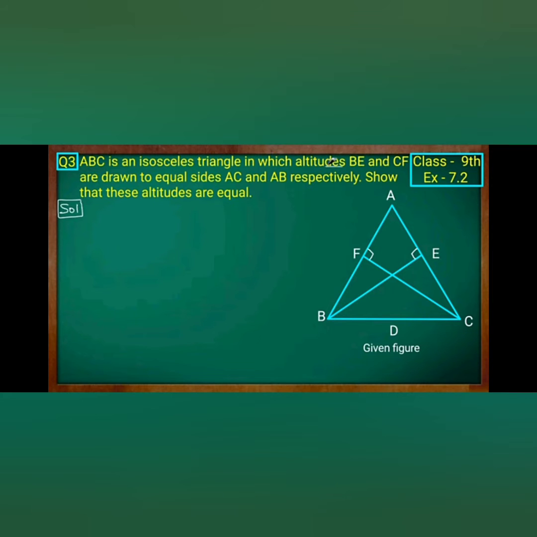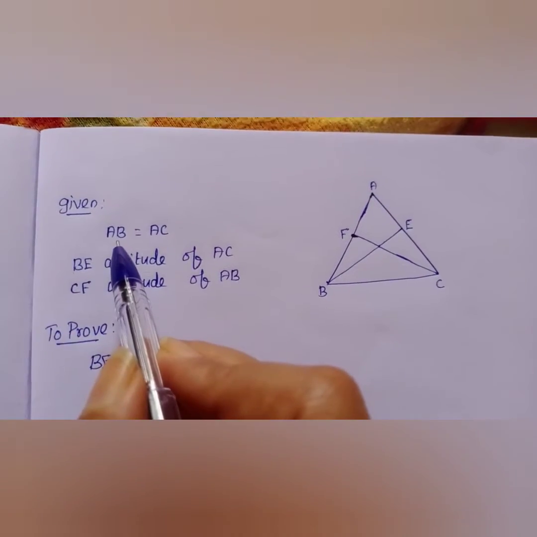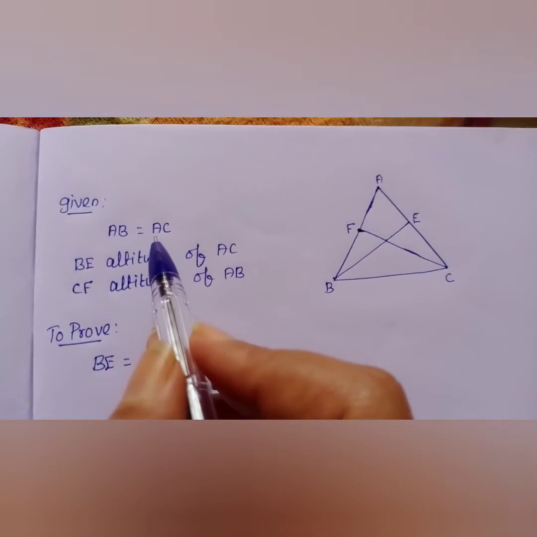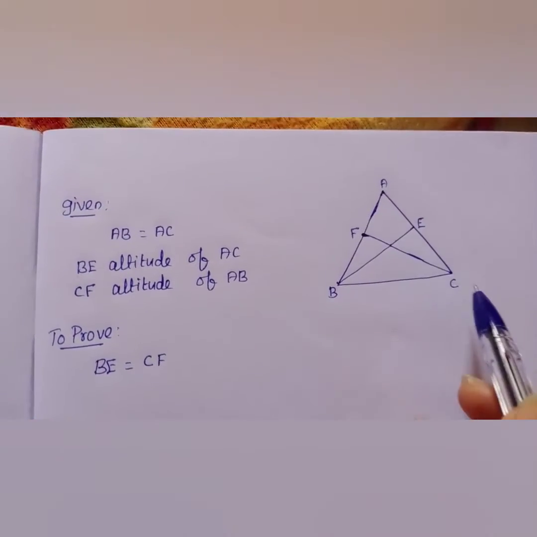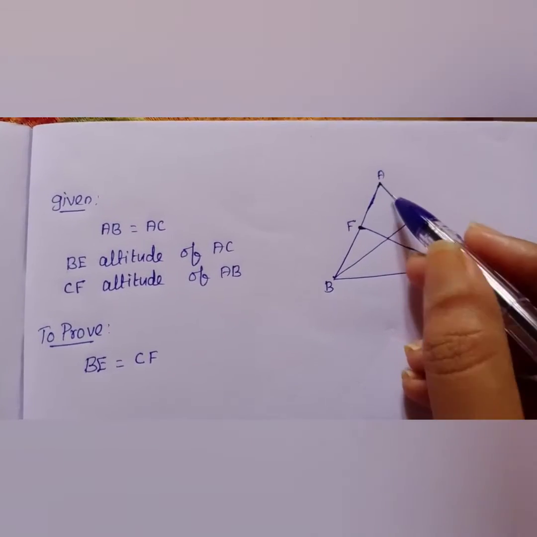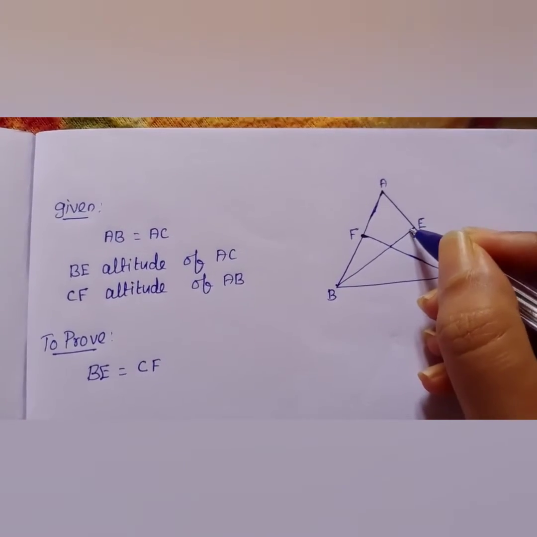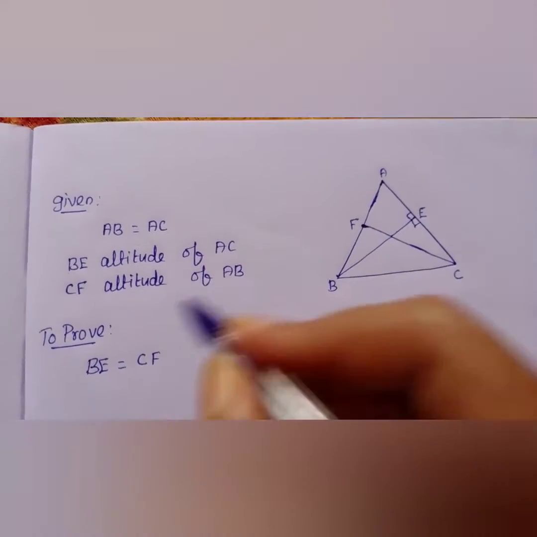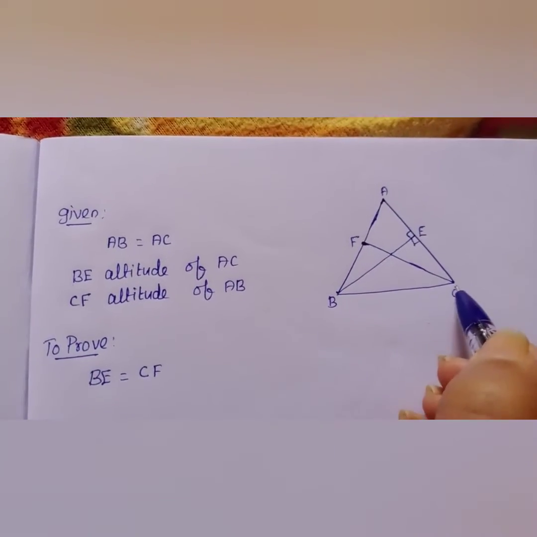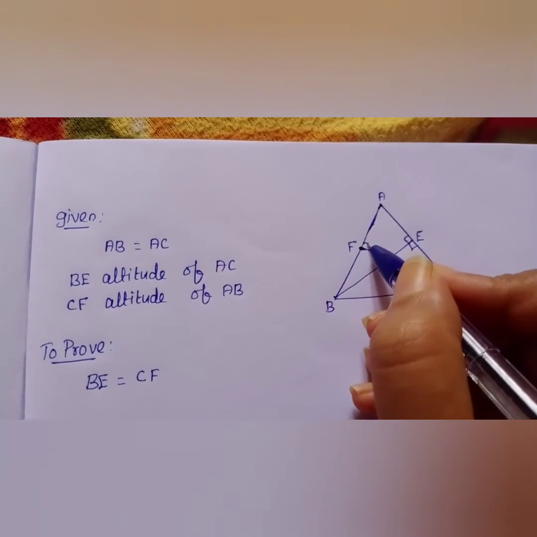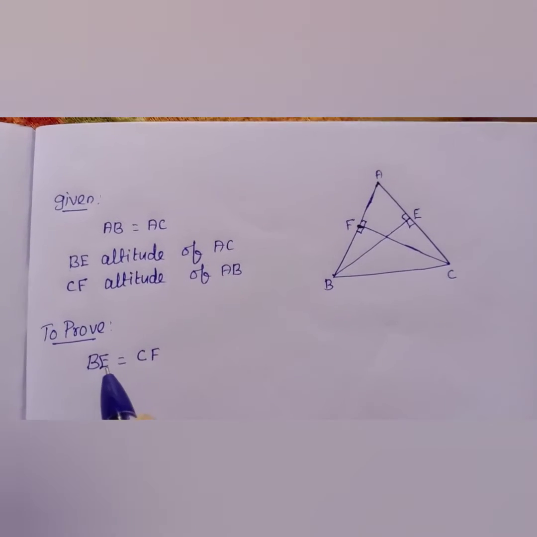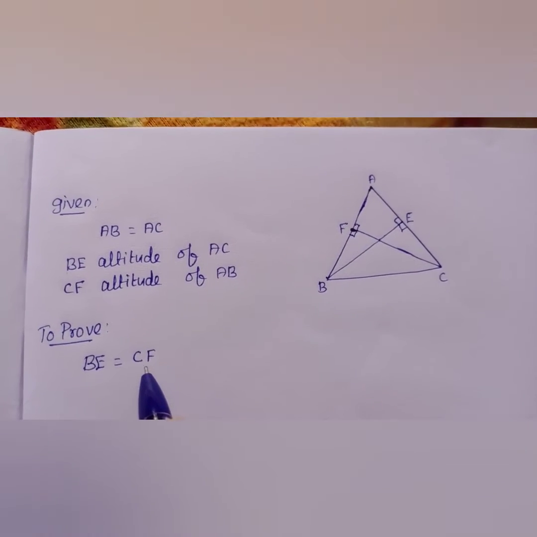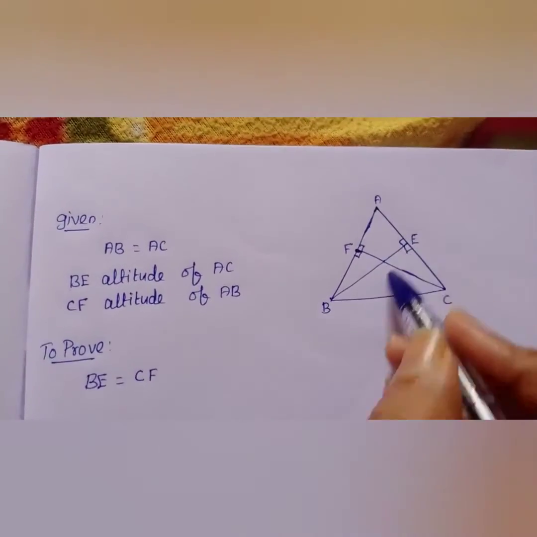Okay, let's start to write the given. The given part: AB equal to AC. Already they mentioned that it is an isosceles triangle, AB equal to AC, and BE is the altitude to AC and CF is the altitude to AB. BE altitude to AC means it will create a 90 degree angle at the point E, and CF altitude to AB means it will create a 90 degree angle at the point F. Now you have to prove BE equal to CF. Both are altitudes, so you have to prove that both altitudes are equal.